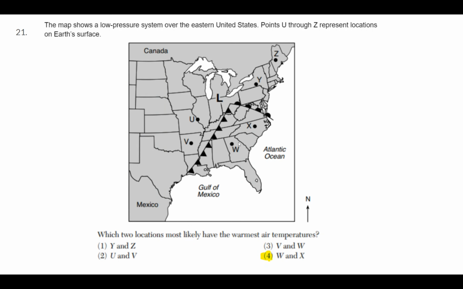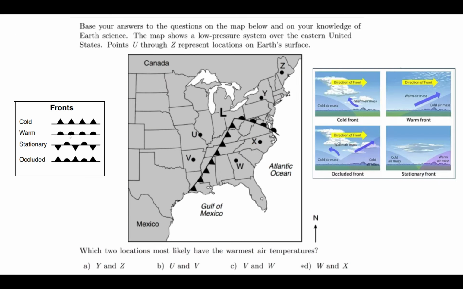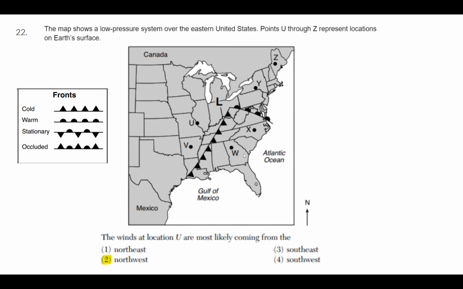The correct answer is WX because this is a cold front and the cold front is moving this way towards W and X. Remember, in the cold front, the cold air pushes towards the warm air. So there must be cold air on this side and warm air on this side. This is a warm front, and this warm front is going this way. In a warm front, the warm air pushes towards cold air, so W and X must be pushing towards Y and Z. This must be warm, and this must be cold. So the warmest temperatures are in W and X.